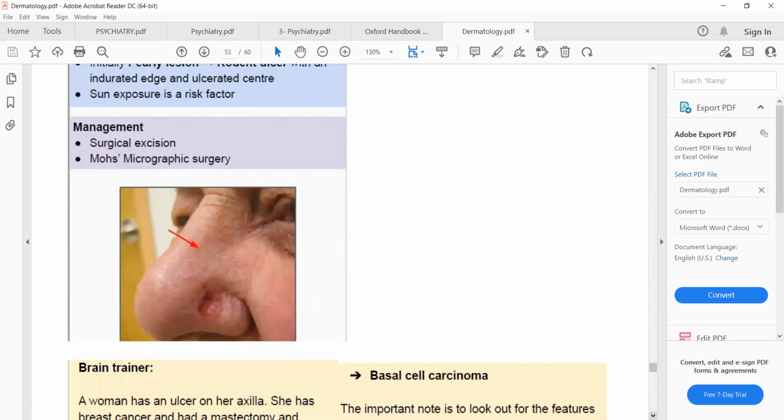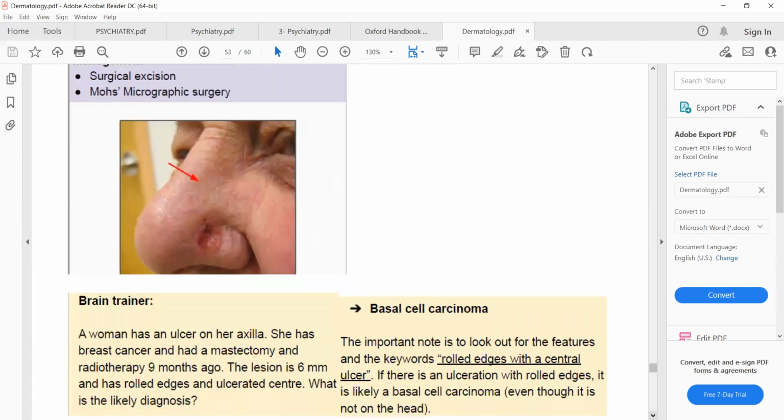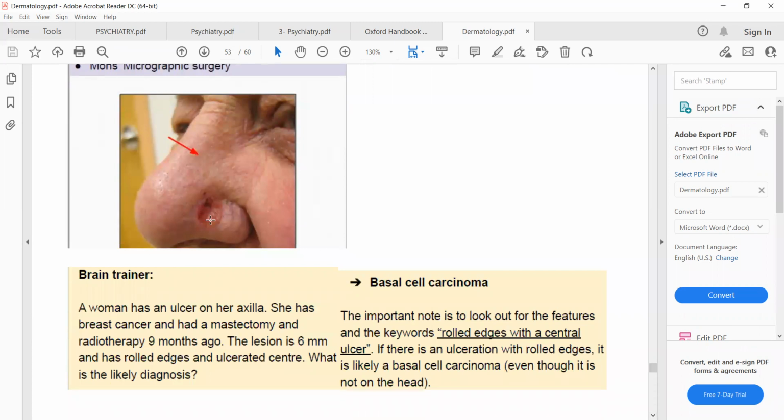You can see in this diagram a central ulcer with rolled or raised edges. For example, as given in this brain trainer, a woman has an ulcer on her axilla. She has breast cancer and had a mastectomy and radiotherapy 9 months ago. The lesion is 6 mm and has rolled edges and an ulcerated center. So this is an important clincher to make a diagnosis of basal cell carcinoma.